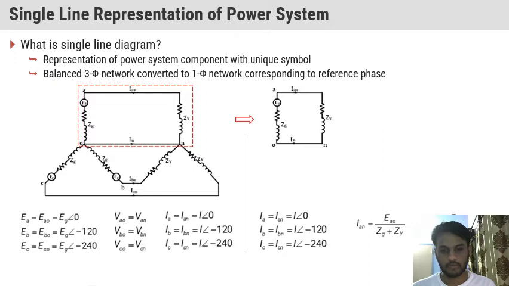Okay, I will turn off the camera preview so you can see here. We have IAN equal to EA0 divided by ZZ plus ZY, which is equivalent to IA, which is EA upon ZZ plus ZY. So this is a normal Ohm's law equation. Current is equal to voltage by impedance. So we calculate this IAN, which is equivalent to IA.